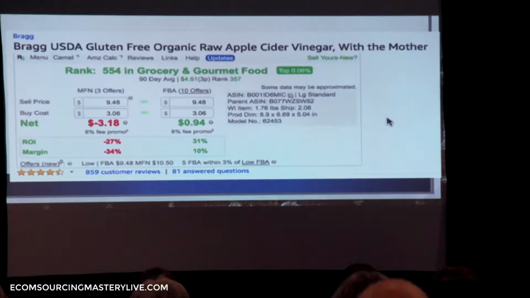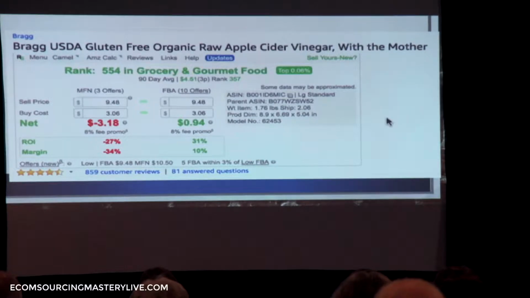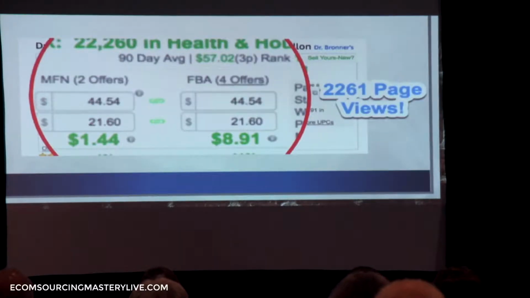But here we go. We got this apple cider vinegar. $594. Y'all like products that are ranked in the 500s? It's pretty cool, right? You know that's selling a lot. We got a lot of those products. Look at that, the difference between that. Sometimes you have products that you can, look at that, 2,261 page views, right? I can make $8.91 if I FBA it.